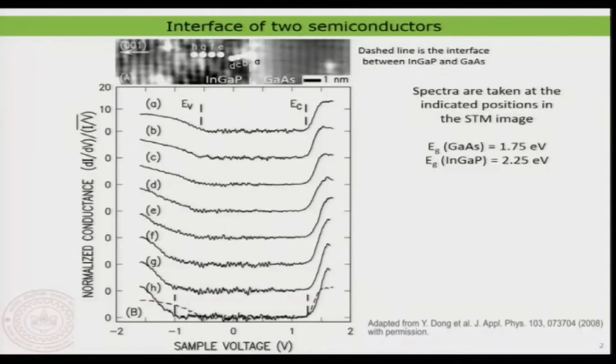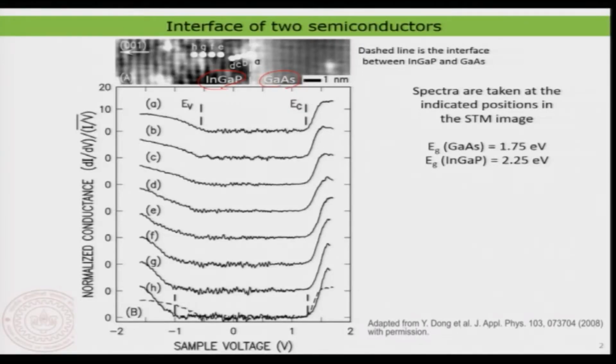Let me just introduce this interface of two semiconductors. So, what do we have here? It is a typical example I told you. You can do this experiment on any type of interface that you can think of, that is not an issue at all, but I have chosen a typical example so that we can understand a few aspects of looking at the spectroscopy at interfaces itself.